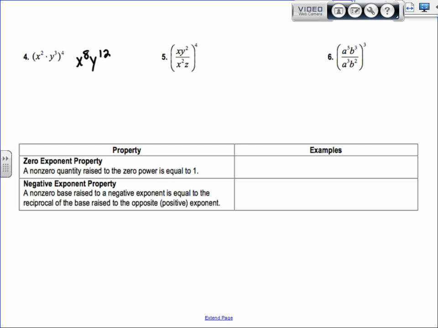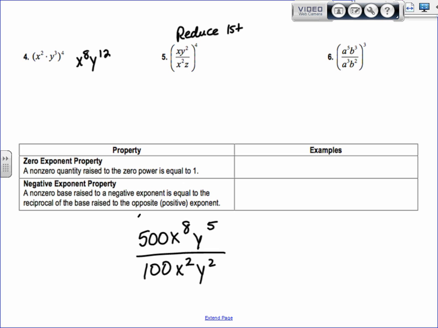Now, in something like number 5, I typically reduce first. Notice how there's x's on top and bottom. I would try to reduce that out before I'd raise it to the 4. And the reason is because we're going to get to really hard ones where we have like 500, x to the 8th, y to the 5th, over 100, x to the 2nd, y squared, and then raise to the 3. Who wants to do 500 cubed, right? Isn't it much easier to reduce out the 500 and 100 to 5 and then cube it? It's going to be a lot easier to reduce first. So that's what we're going to do.